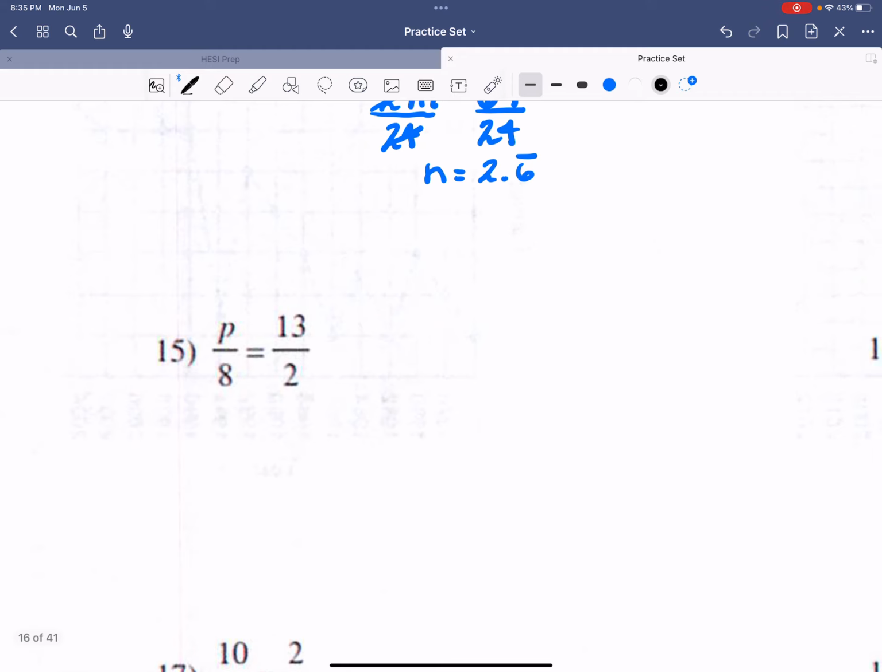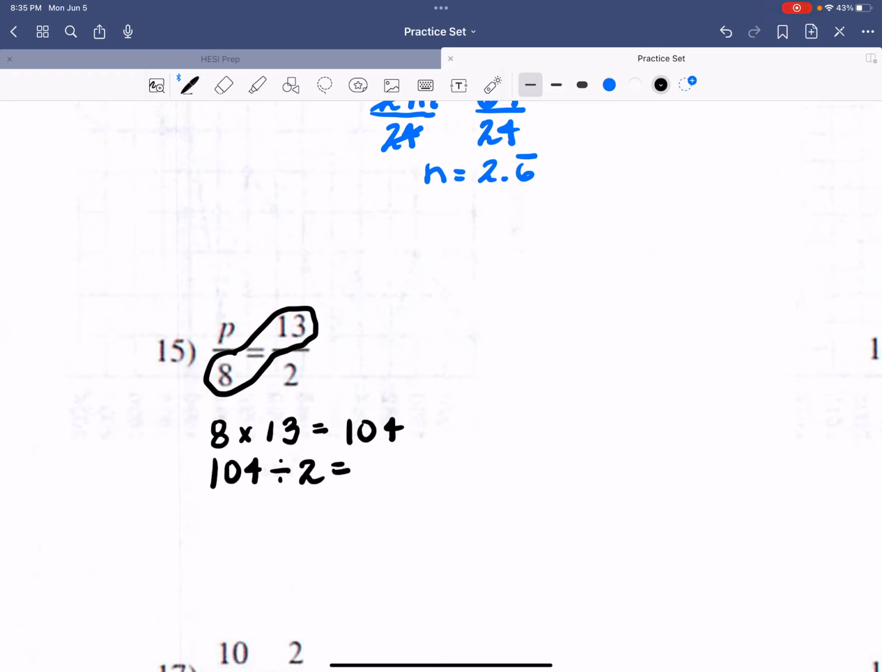Number 15. I draw the peanut where I can. And again, that's not really called a peanut. It just looks like one to me. It's a cross product. So 104 divided by the number that's not in the peanut is 52. So P is 52.